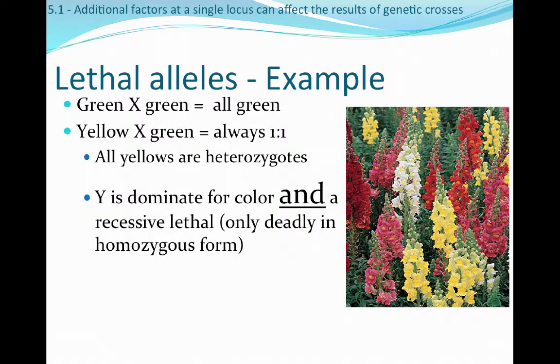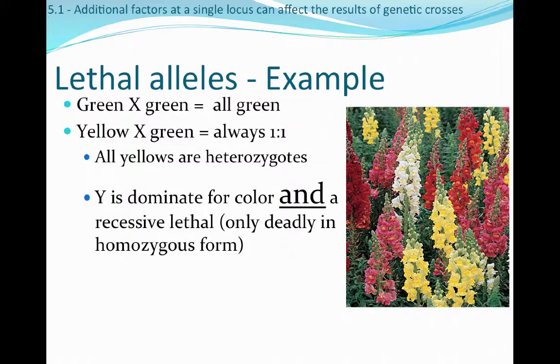We can also see lethal recessives in some of our plant species. Snapdragons are a great example. Snapdragons can come in many different colors, but if we cross two parents that are both green, all of the progeny will be green. However, if we cross one yellow parent with a green parent, we end up with a 1-to-1 ratio in the F1 generation, and all of the yellows will be heterozygotes.